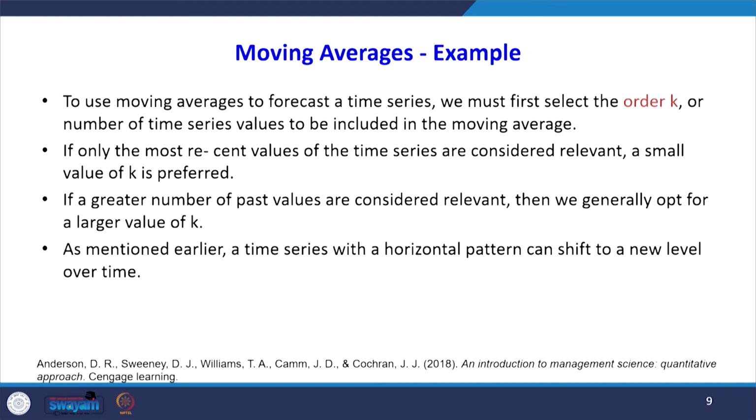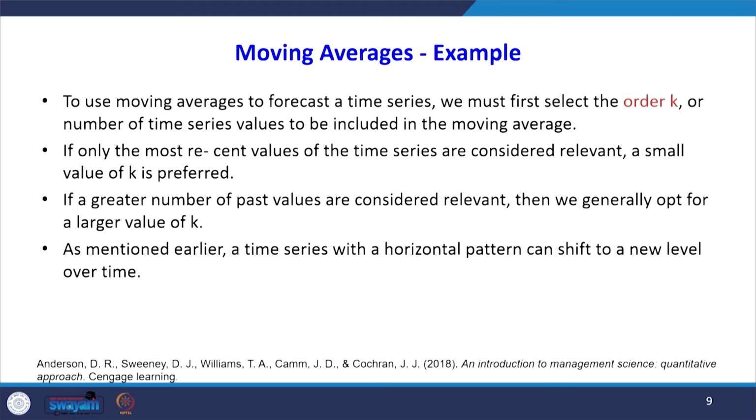If only the most recent values of the time series are considered relevant, a small value of k is preferred. If you find in the given data set you want to consider only the most recent values, then we have to choose the value of k very small. If a greater number of past values are considered relevant, then we generally opt for a larger value of k.